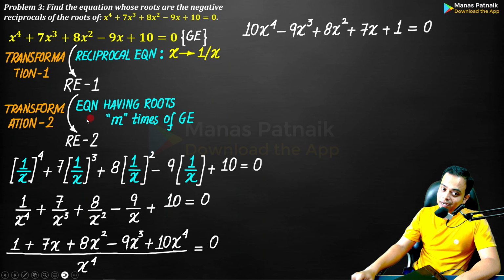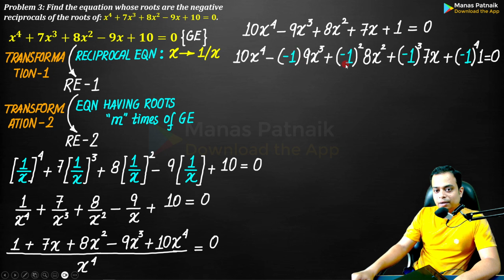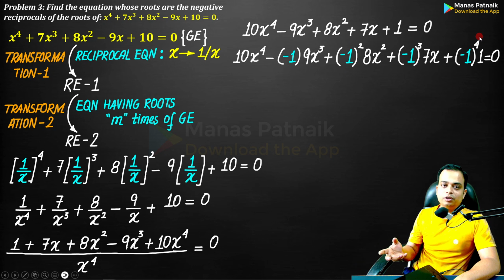Now you need to apply the second transformation. For negative roots, sir, m is going to be equal to -1. So what we can do is, starting from the second term, we can make some space. Second, third, fourth, fifth, minus 1, minus 1 square, minus 1 cube, minus 1 power 4, and so on. This is going to give you another equation.